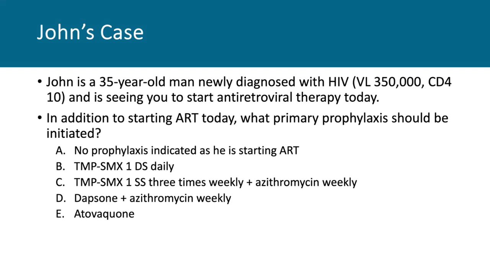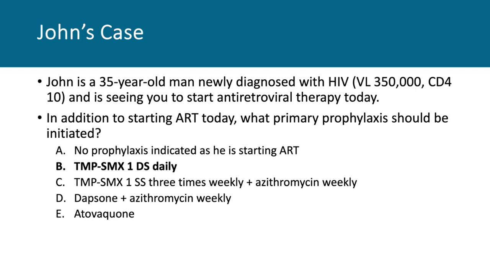You want to read? Yeah. John is a 35-year-old man newly diagnosed with HIV, viral load of 350,000, CD4 count of 10, and is seeing you to start ART today. In addition to starting ART today, what primary prophylaxis should be initiated? A, no prophylaxis initiated as of starting ART. B, TMP-SMX one double strength daily. C, TMP-SMX one single strength three times a week. D, Zithro weekly. E, Dapsone and Zithro weekly. B. Yeah, B.